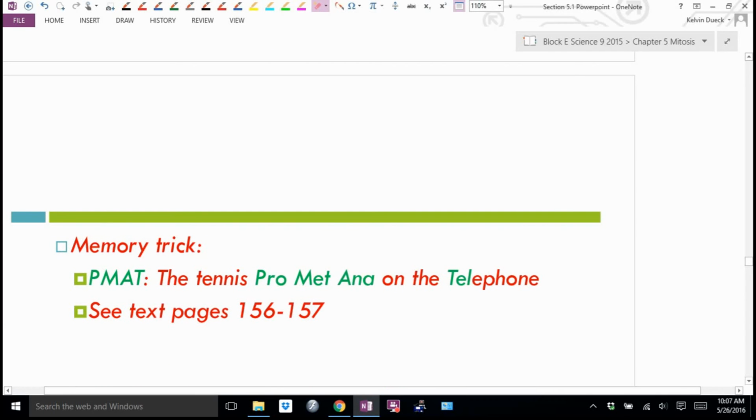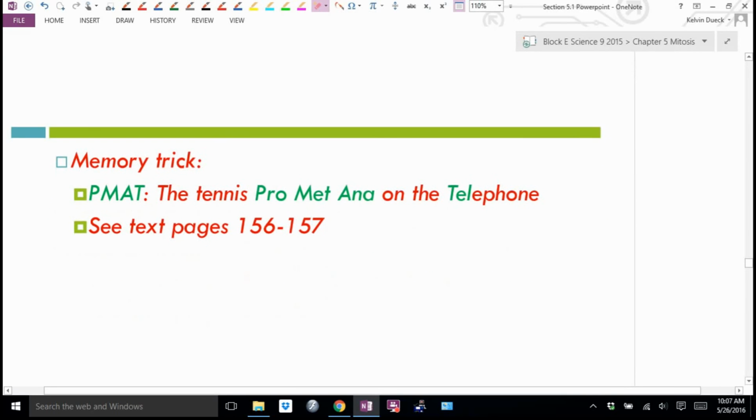A few teachers have suggested memory tricks, so I've given you some based on the first letter of each word, because that's how my brain works. Or you can remember the acronym PMAT. And then I had one teacher, she always told her students the tennis pro met Anna on the telephone. The tennis pro phase, metaphase, anaphase, on the telophase. Well, that doesn't quite work. Whatever thing you come up with, you're going to have to memorize these. I wrote down here, see text page 156, 157. Later on the homework, if you want to see some lovely pictures, you can.